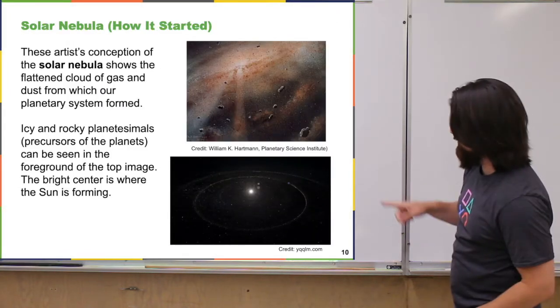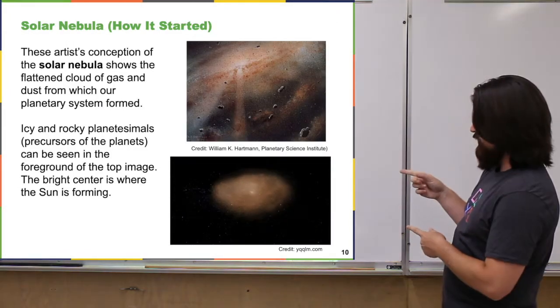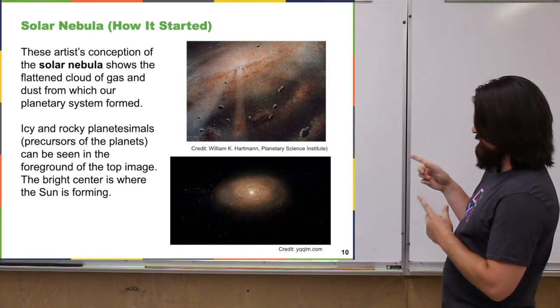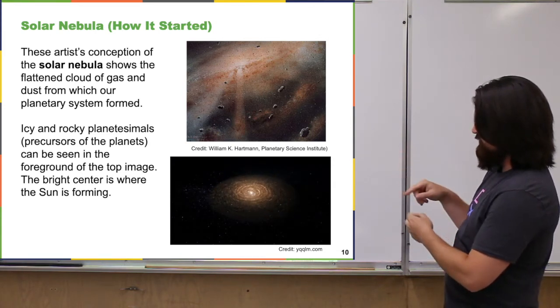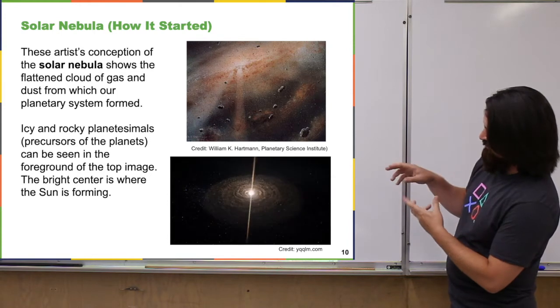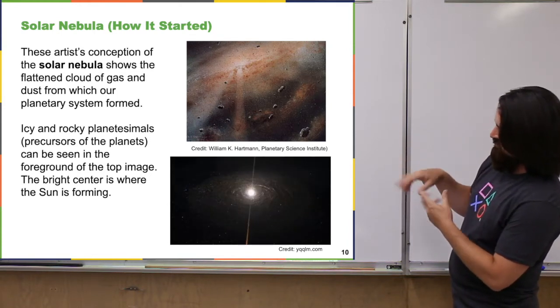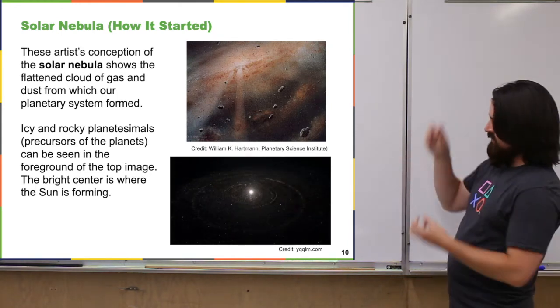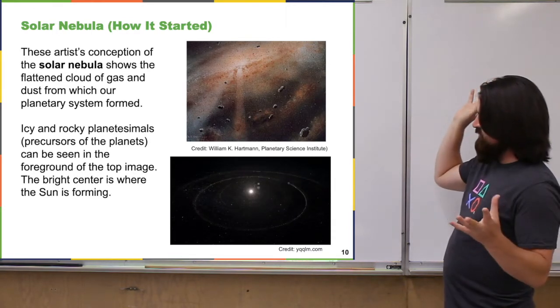I'm going to jump back really quick to that animation. So there you go. We got our dust cloud. It collapses down. Those planetesimals start to form and they accrue together. And you get the protoplanets and then planets, and the sun ignites and then starts blowing all this stuff away.